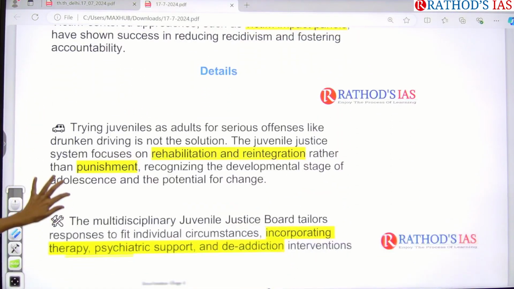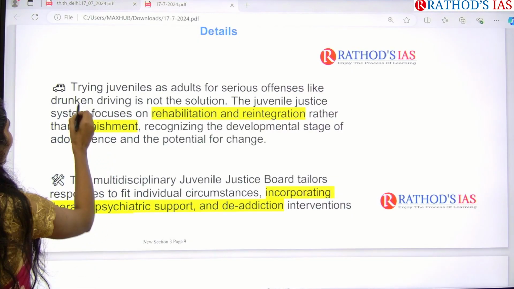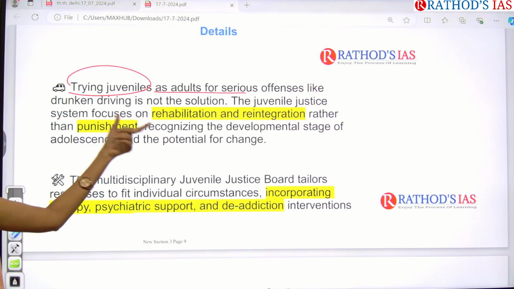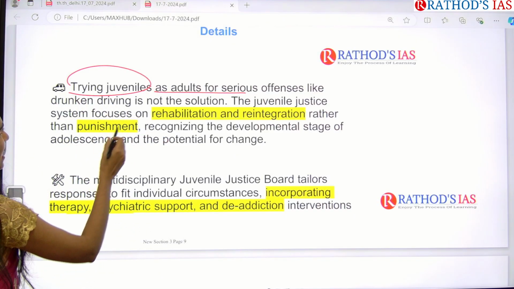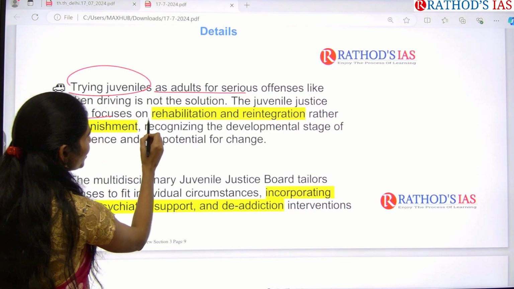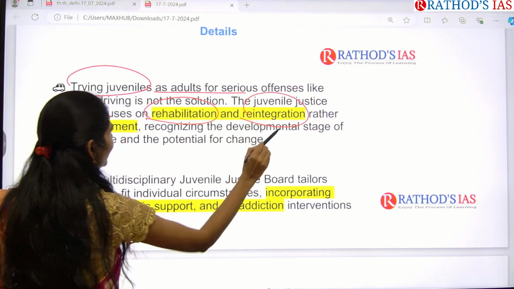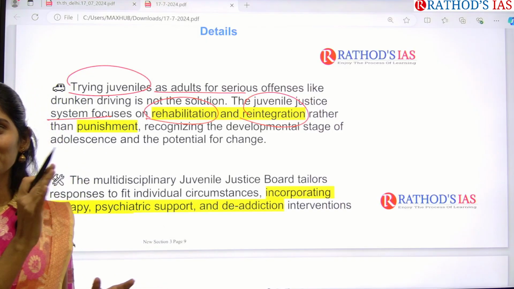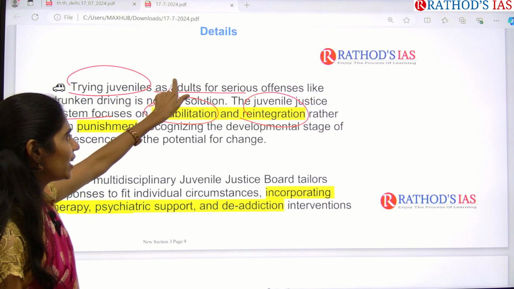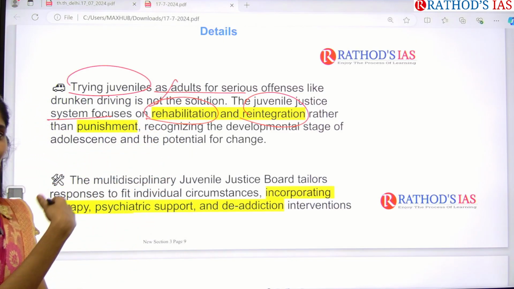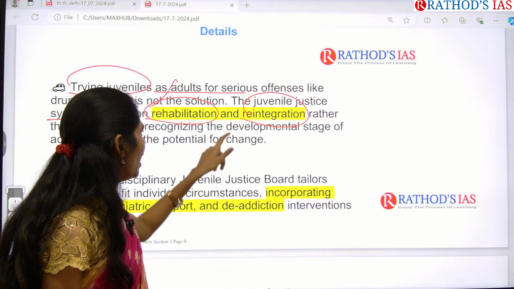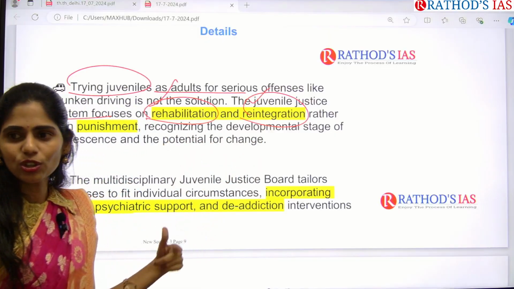Okay, so if you see the details, it says that trying juveniles as adults for serious offenses like drunken driving is not a solution. Rather than this, our juvenile justice system is focusing on rehabilitation and reintegration rather than providing punishment, like how they have to overcome this drinking, smoking, etc., and how they have to reintegrate into our society.